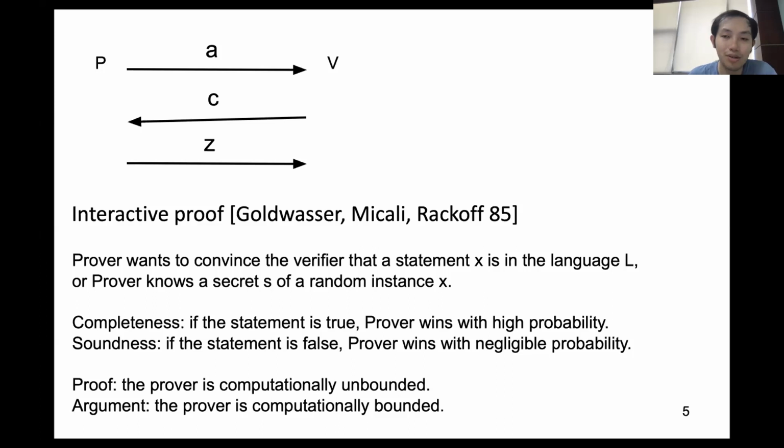In this talk, whether the protocol is a proof or an argument will make a big difference. That's why I emphasize it here, and I will also emphasize it later.